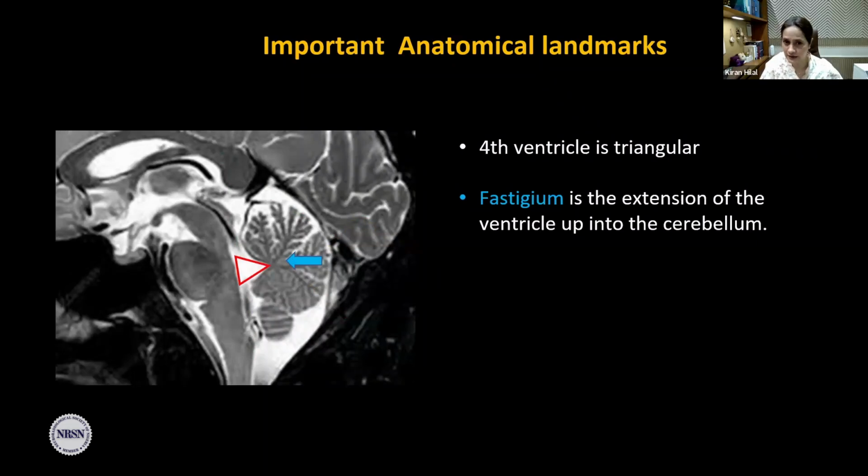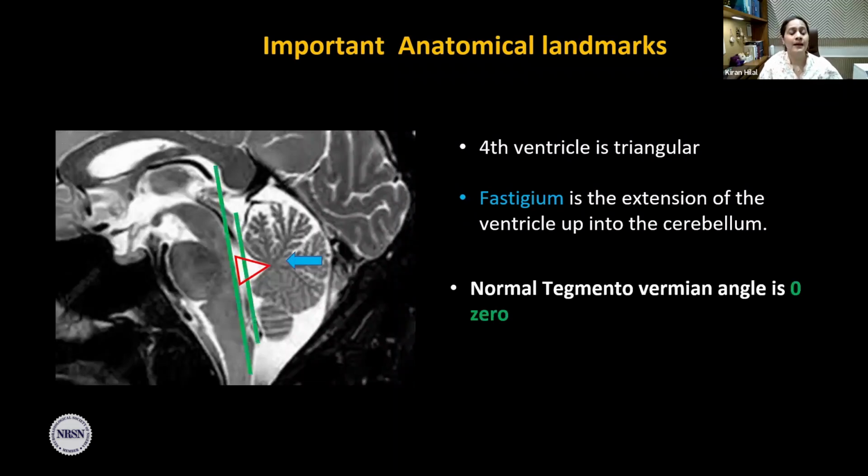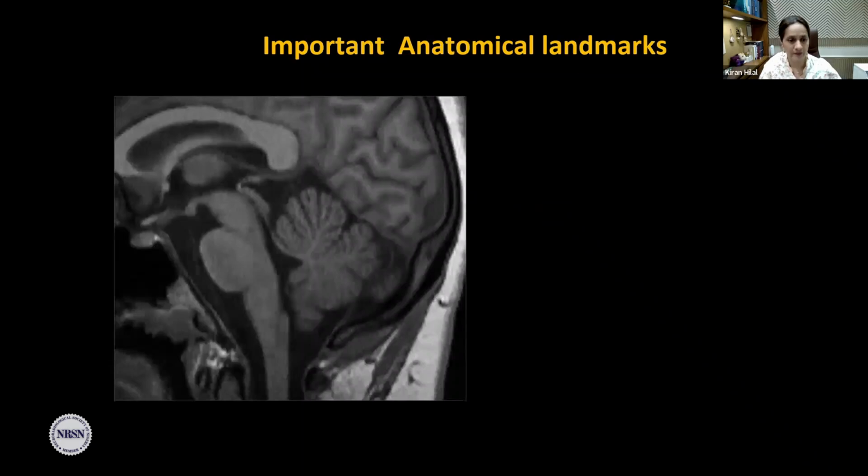The apex of this triangle is making an acute angle and is pointed into the cerebellum. The pointed part of the fourth ventricle, pointing into the cerebellum, is known as the fastigium. That's the normal appearance of your fourth ventricle. Then another important landmark is the tegmento-vermian angle, which we measure between the vermis, after drawing a single line, and the dorsal surface of the brainstem. It has to be zero in a normal individual.